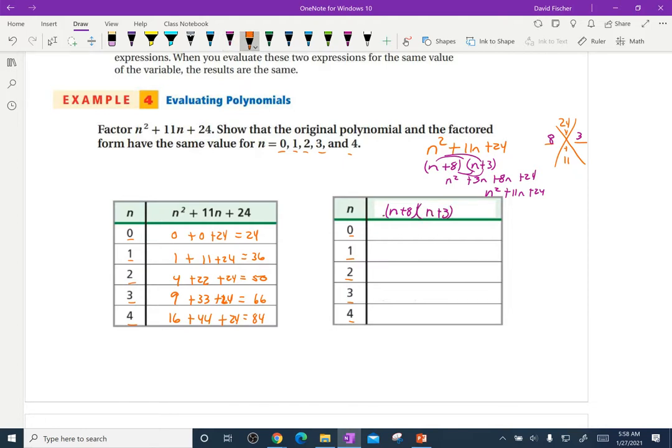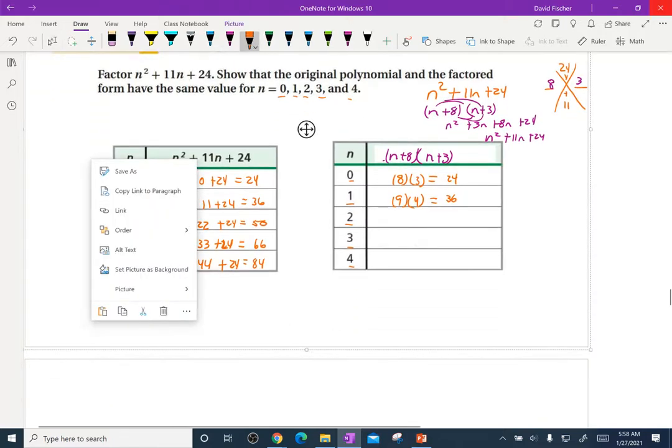Now what we're going to do is we're going to put a 0 in. 0 plus 8 is 8. 0 plus 3 is 3. Now brackets are touching brackets, so that means multiply, and we get 24. We're going to put a 1 in for the n. That's a 9. 1 plus 3 is 4. 9 times 4 is 36. Okay, so go ahead and finish the chart.